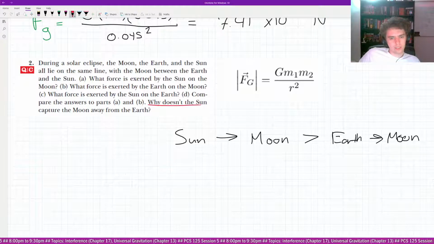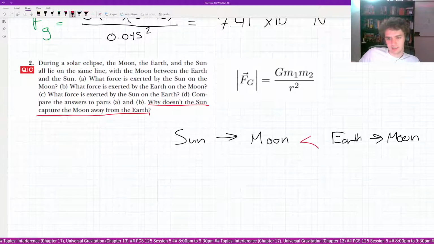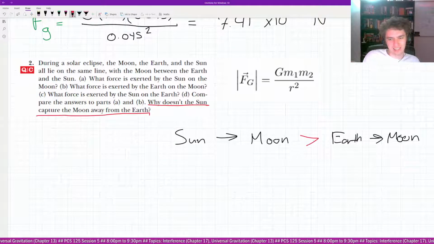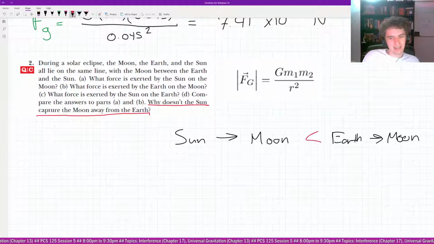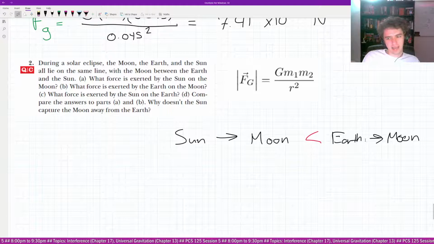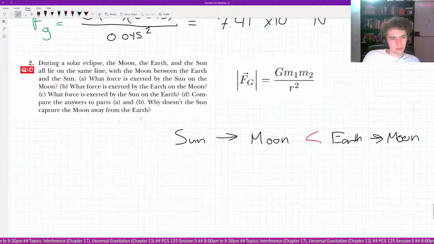But the question is, why doesn't the sun capture the moon away from the earth? Oh, is it because this is less? Yeah. Oh, okay. I expected by the way that the question was phrased that it would be this, but I guess it's that, because the calculations are like that. That was what we would get, and that's why it doesn't steal the moon away.